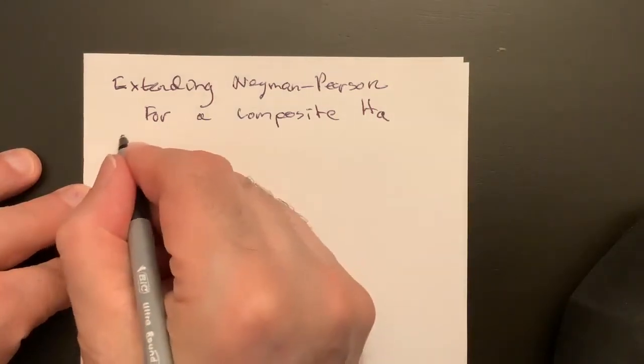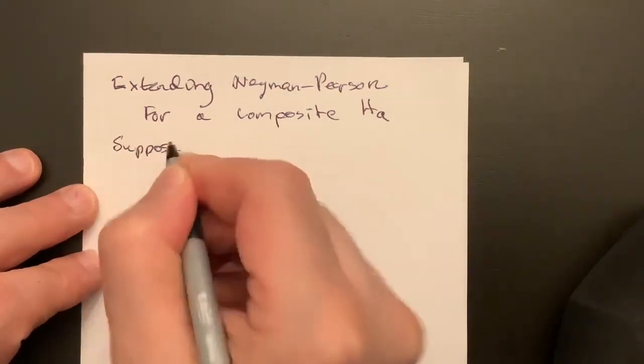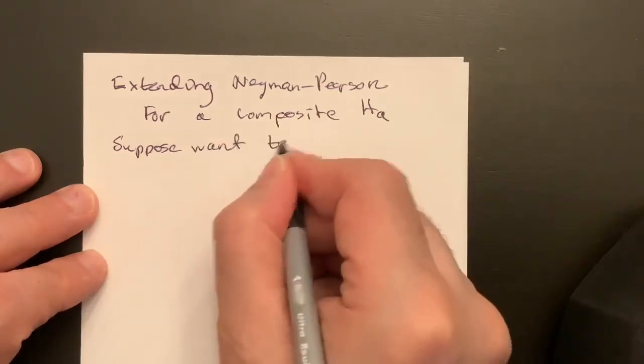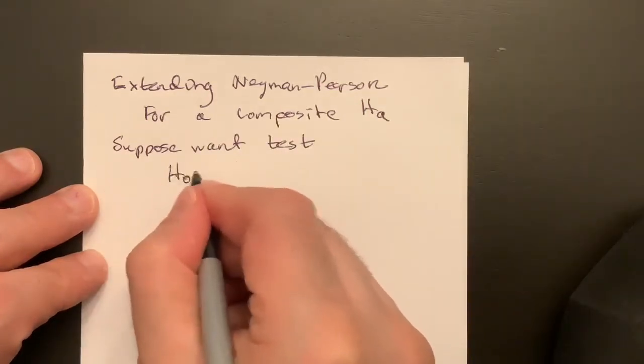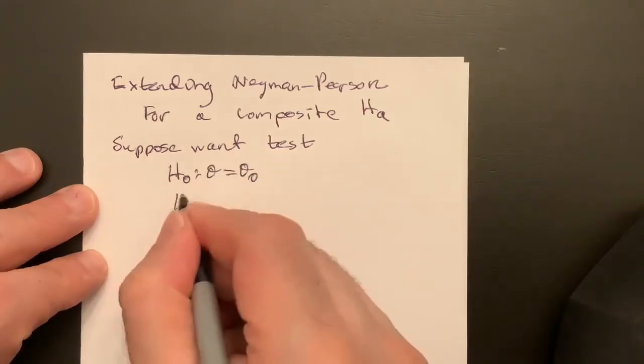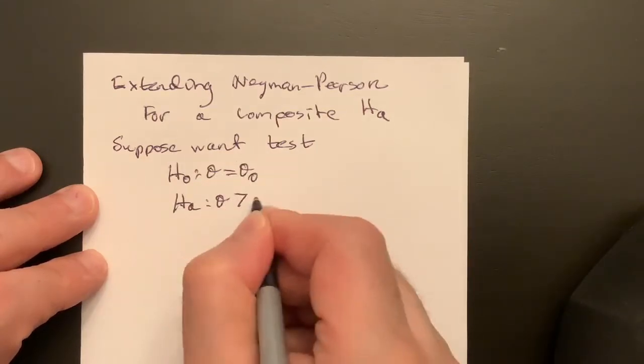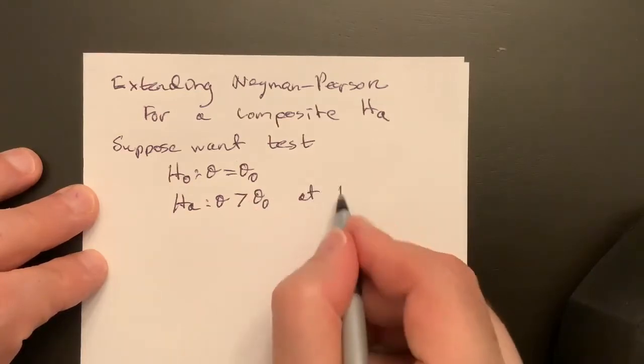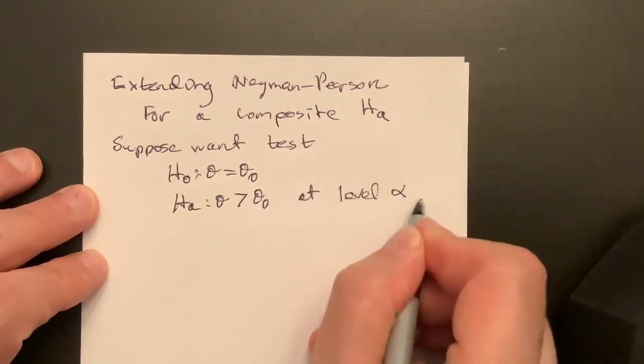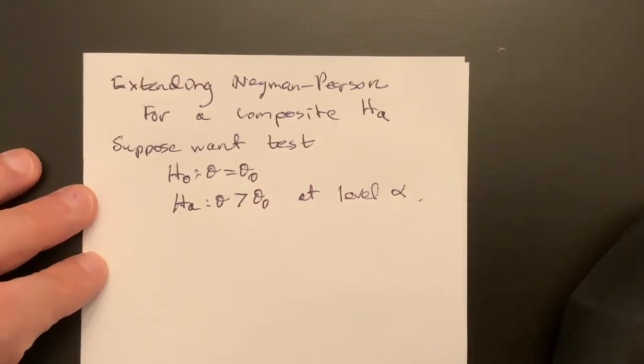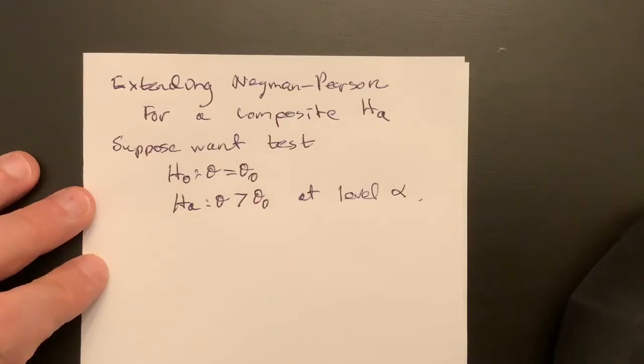So for a working example, suppose we want the test H0: theta equals theta 0 versus HA: theta greater than theta 0 at level alpha. So ahead of time, I am saying I want to set the probability of type 1 error to alpha, and I want to do this test. Remember, Neyman-Pearson, when I had two simple hypotheses, gave me a test that set that level to alpha and also minimized the probability of type 2 error at that alternative hypothesis.